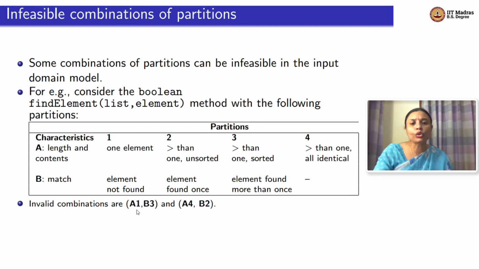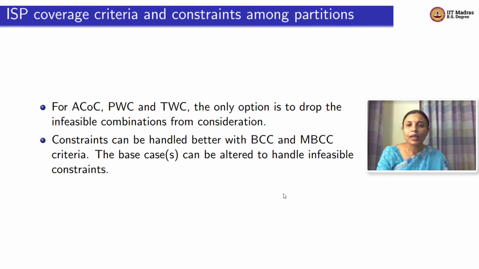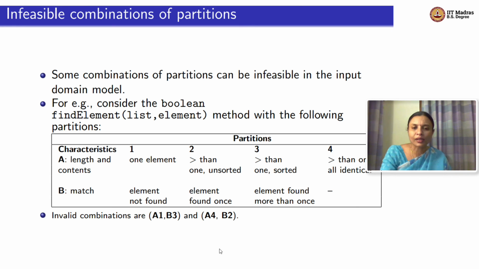For example, I could consider here the base choice as, say, A1, B3. If I take this, I could instead consider the base choice as element is not found or element is found once. I remove this base choice. So if I consider multiple base choice coverage, in the presence of constraints, I might be able to avoid invalid combinations. But the other ones like all combinations criteria, pairwise coverage or t-wise coverage are purely syntactic notions. So they will not be able to cater to infeasible constraints like this. You just have to drop them if you consider them.